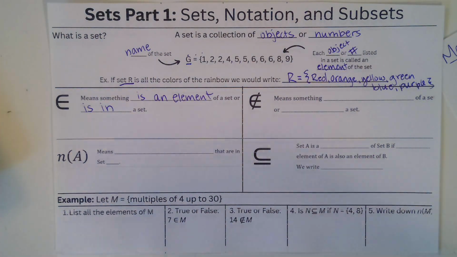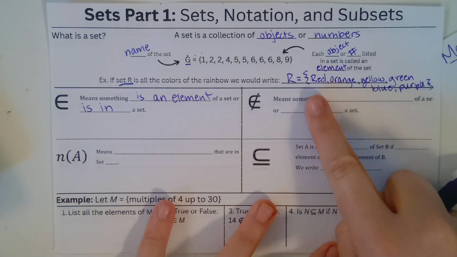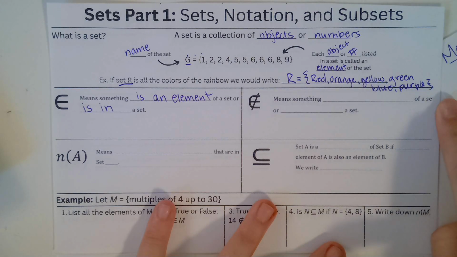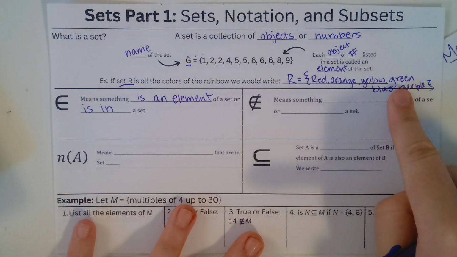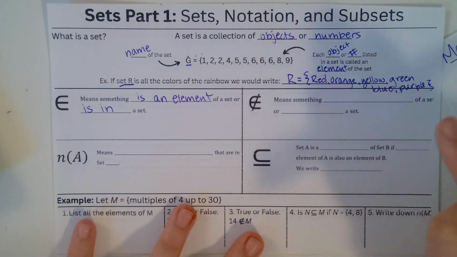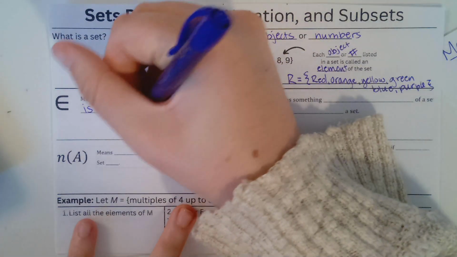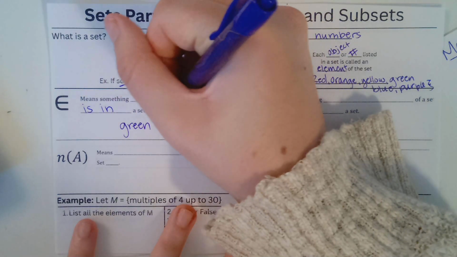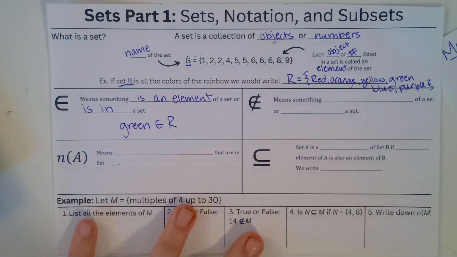So that means that something is in the set, or that it's an element of a set. So this is how it's going to be used. For example, going back to the set that we just created, R is equal to all of the colors of the rainbow. Something that I could say is I could pick a color that's in there, something that is already an element, aka one of the things in the set, like green. I would say that green is an element of the set R. And I could write that right there.